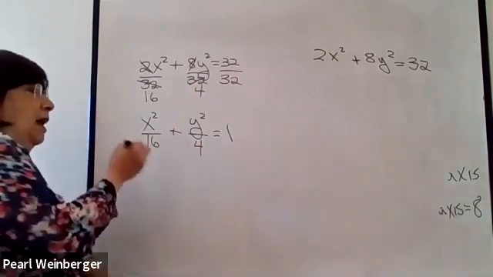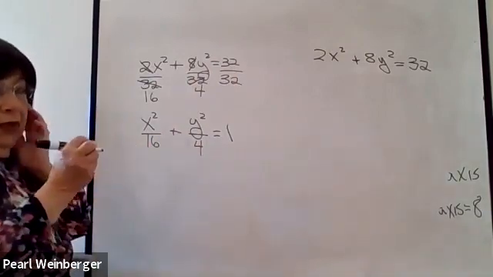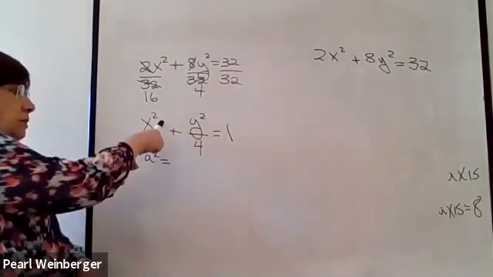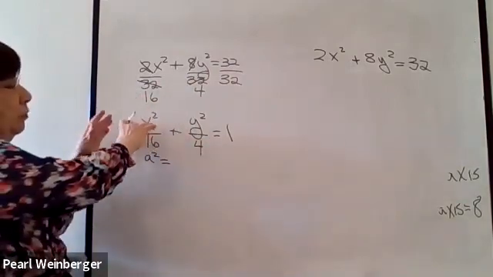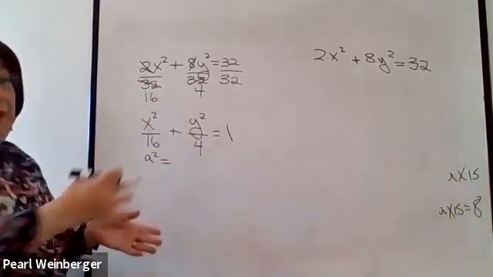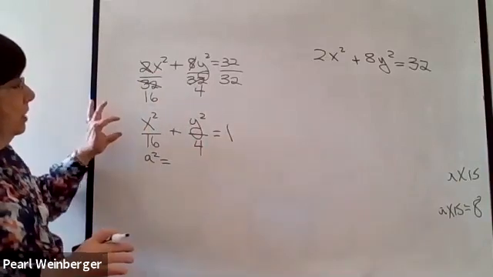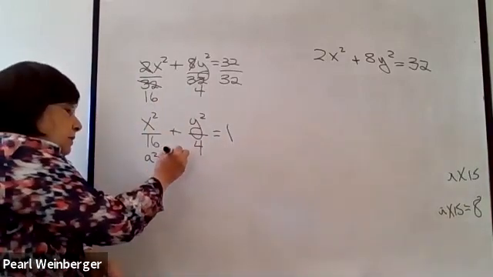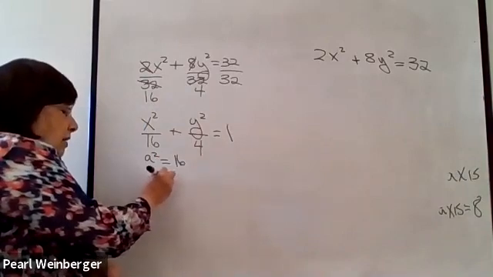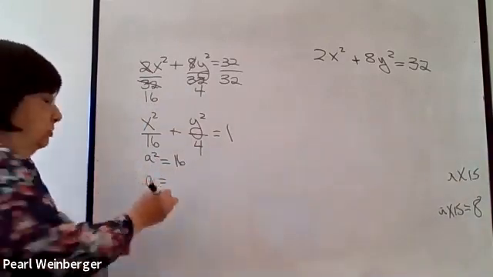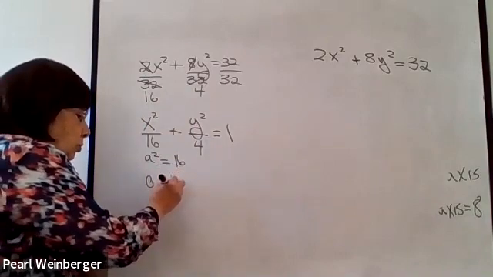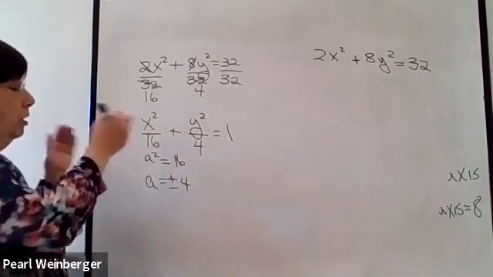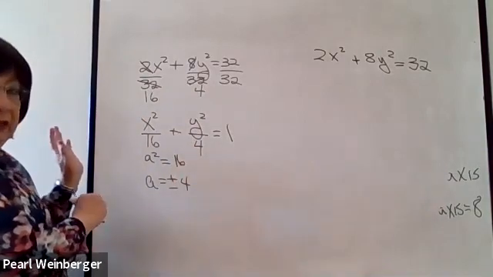All right, now I can tell you what my x and y intercepts are. The a squared is always the number that's underneath the x squared. Even if I had the y squared first and the x squared second, if they put it in the wrong order, it wouldn't matter. The a squared is the number that's underneath the x squared. It happens to be 16, which means the a, which are the x intercepts, are either plus or minus 4. So one x-intercept is 4, and the other one is -4.